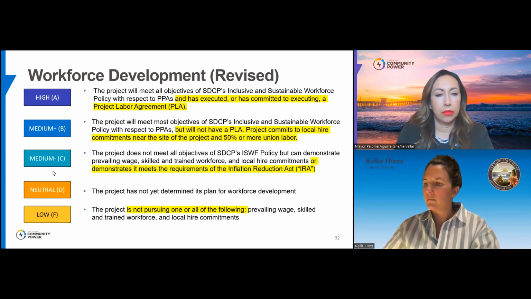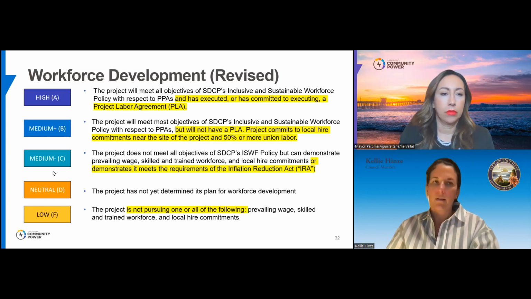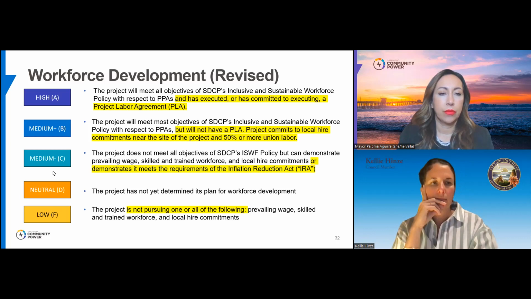Next slide, please. On workforce development, in the prior criteria we had pegged a lot of this to the ISWF policy that San Diego Community Power has. Here, we want to be a little more clear in the high, medium plus scoring, that in order to get the highest score, the project would have either executed or committed to a full project labor agreement for that project. For the B score, they might not have a full PLA, but they would commit to local hire commitments, and 50% or more of the labor on the project would be union labor to qualify there.